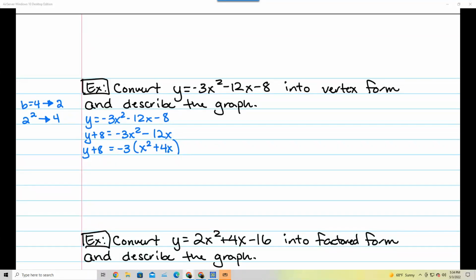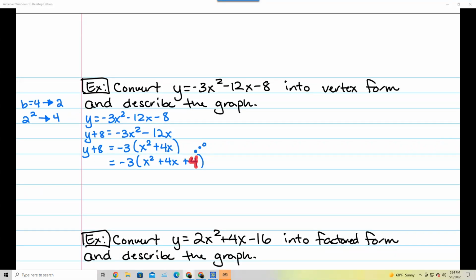So let me show you what I mean by that, because this is a little bit tricky in this case. This is negative 3 parentheses x squared plus 4x plus 4. Now I say I added 4, but I really didn't. The reason is, let me put a little thought bubble right here, that's not a regular 4. That's a 4 that has a negative 3 attached to it. So really, this is negative 3 times 4. A negative 3 times 4, that's negative 12. So what I really did was I added negative 12 to each side.